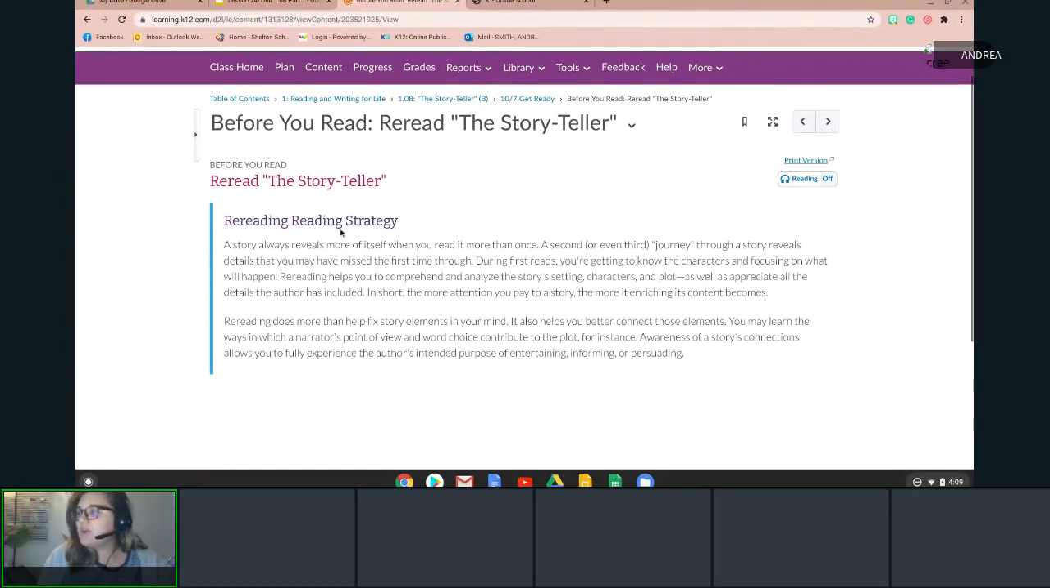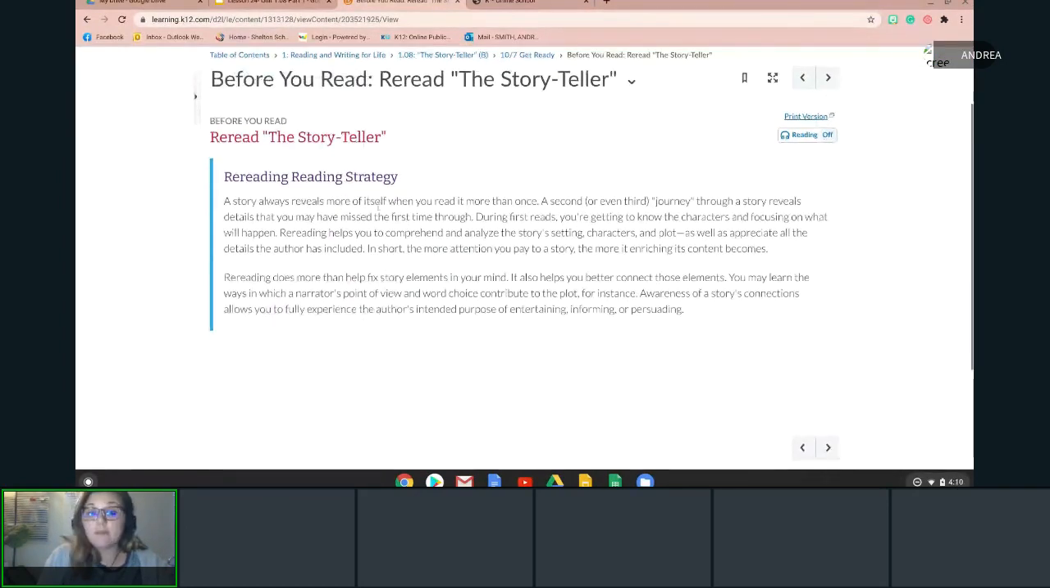A story always reveals more of itself when you read it more than once. A second or even third journey through a story reveals details that you may have missed the first time through. During first reads, you're getting to know the characters and focusing on what will happen. Rereading helps you to comprehend and analyze the story's setting, characters, and plot, as well as appreciate all the details the author has included. In short, the more attention you pay to a story, the more enriching its contents become.